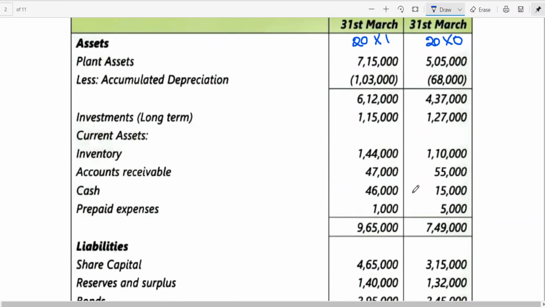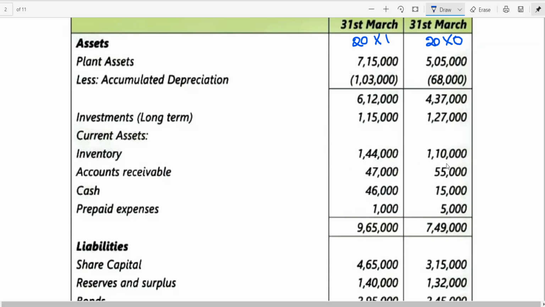I think that is clear to all of you. Then after that, we are having some information. What is that information we are having here? About current assets. Look at the current assets part now. Current assets, if you look into it, you have discussed already.